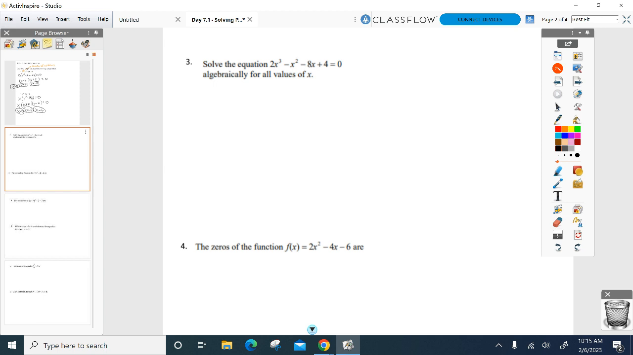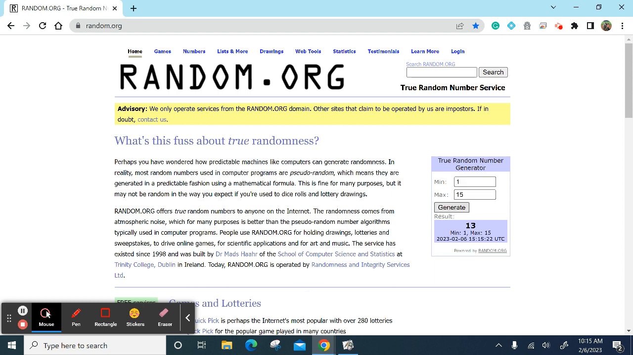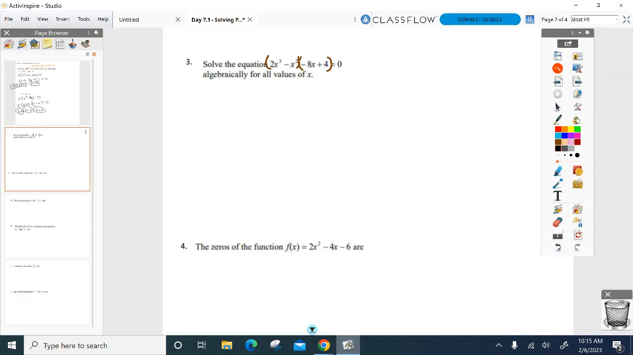Grouping, yes. Be confident. Grouping, we remember. I've got to slow it down a little bit. Group the first 2 and the last 2. What do you want to take out of the first grouping? X squared. Yep, and what are you left with? 2x minus 1. Good, 2x minus 1.